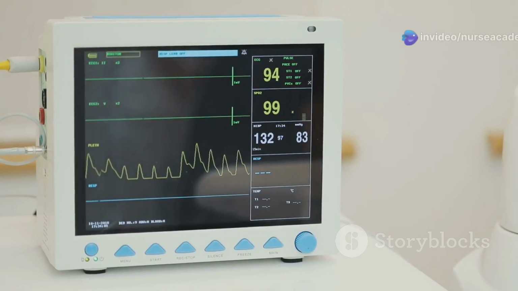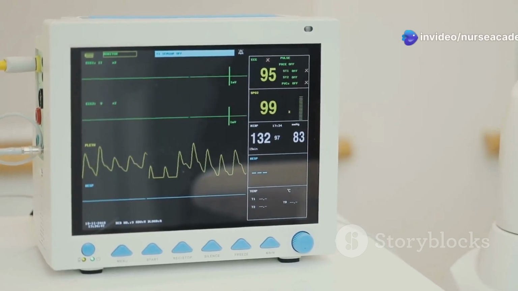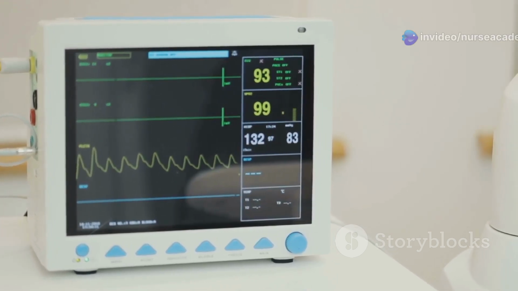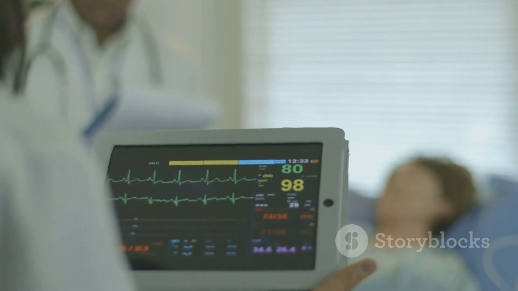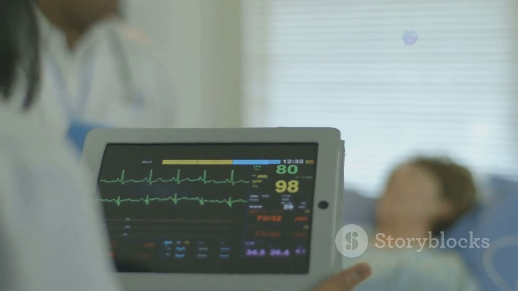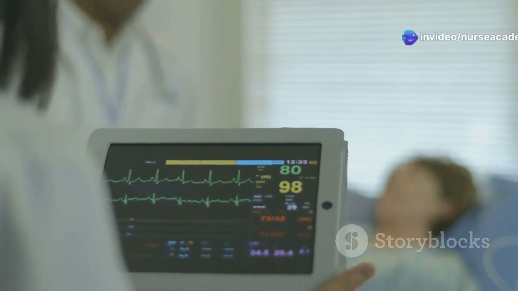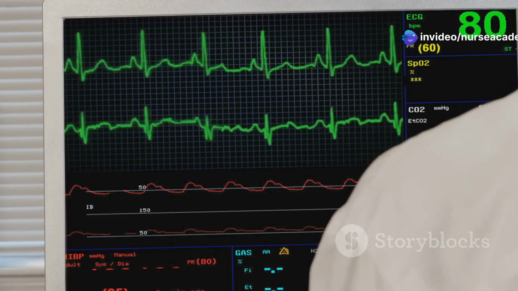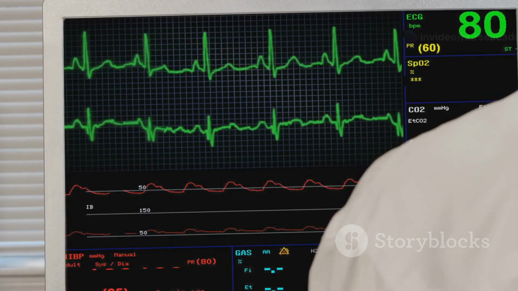Tachycardia, or a fast pulse over 100 beats per minute, can indicate fever, dehydration, stress, anemia, or even heart failure. Bradycardia, or a slow pulse under 60 beats per minute, could be due to medications like beta blockers, heart blocks, or even being an athlete. Always compare pulse readings with a patient's baseline vitals for better interpretation.